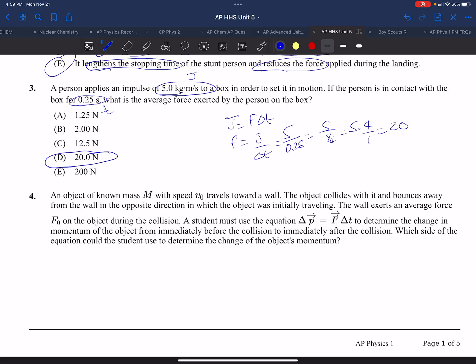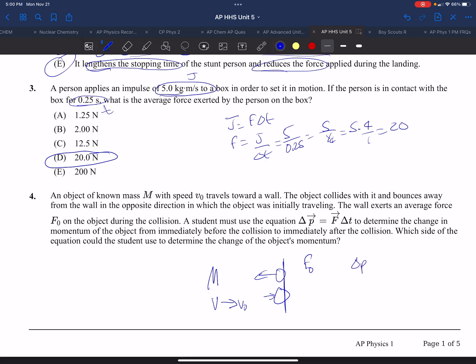So we have in this scenario an object of mass m with speed v0, traveling toward a wall. It collides and bounces away in the opposite direction from which it was originally traveling. So it hits like this, and it bounces off. The wall exerts an average force F0, so the force is F0.